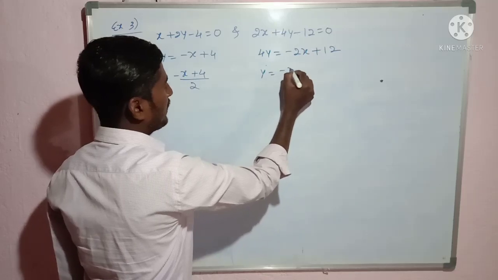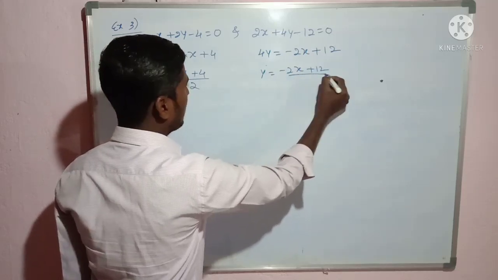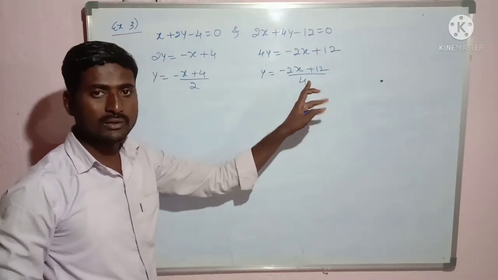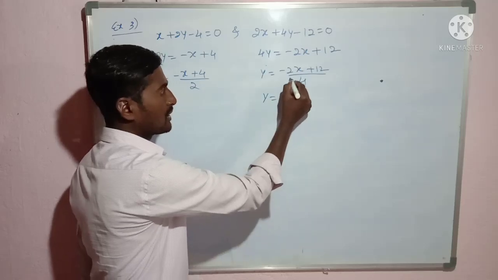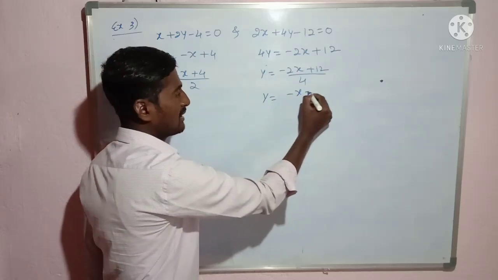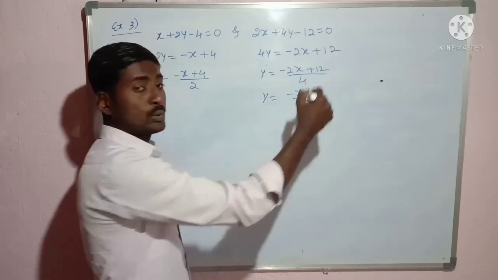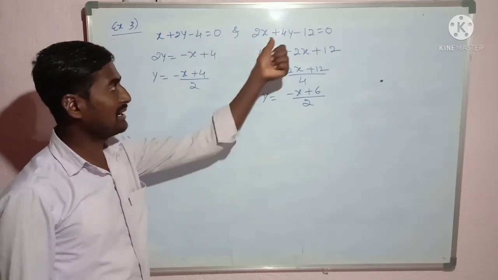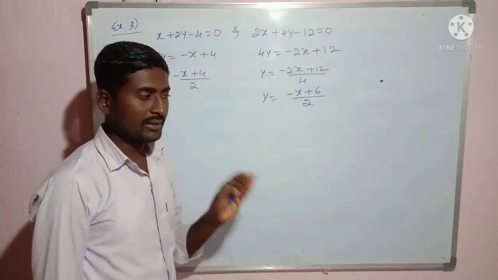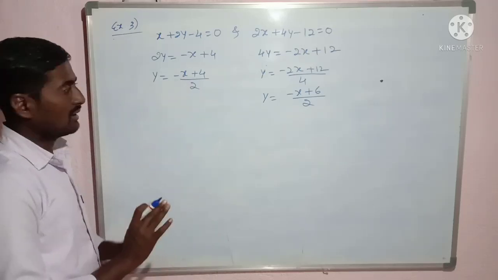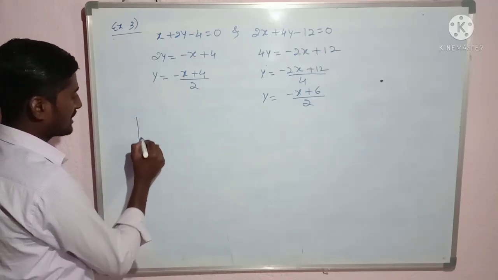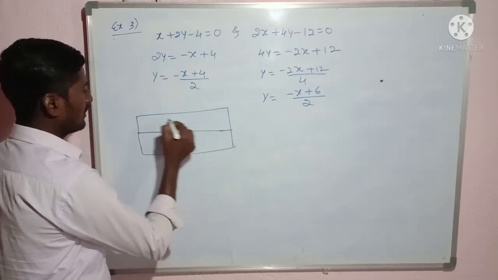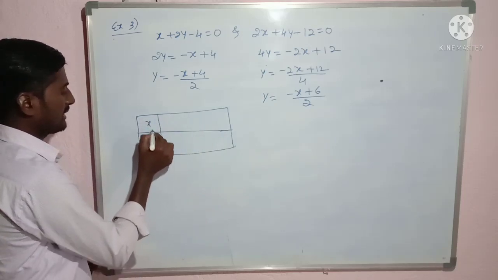So y is equal to what? Minus 2x plus 12 divided by 4. So here in the numerator I can take 2 common, then I can divide it by 4. So y is equal to, if you take 2 common, it will be minus x plus 6 divided by 2, since 2 twos are 4. Okay. So I got the first equation in y equal to form and the second equation in y equal to form. Now for the first equation only, I will take the values of x and y. That's it. Okay. Now this is x and this is y.